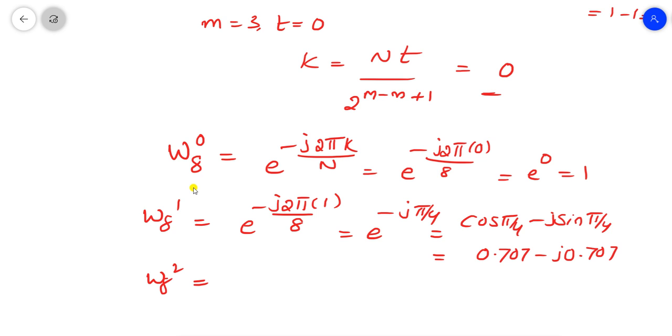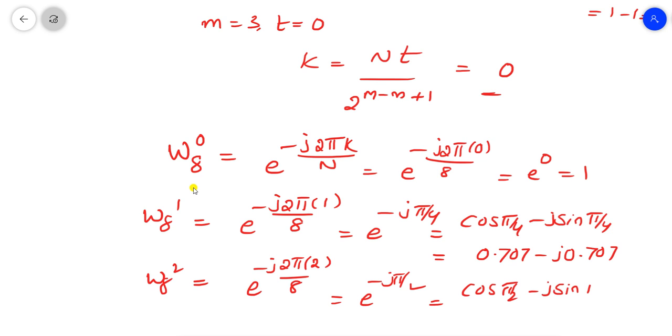W8 to the power of 2 is e to the power of minus j 2 pi into 2 by 8, that is equal to e to the power of minus j pi by 2, that is equal to cos pi by 2 minus j sin pi by 2. Its value is equal to minus j.